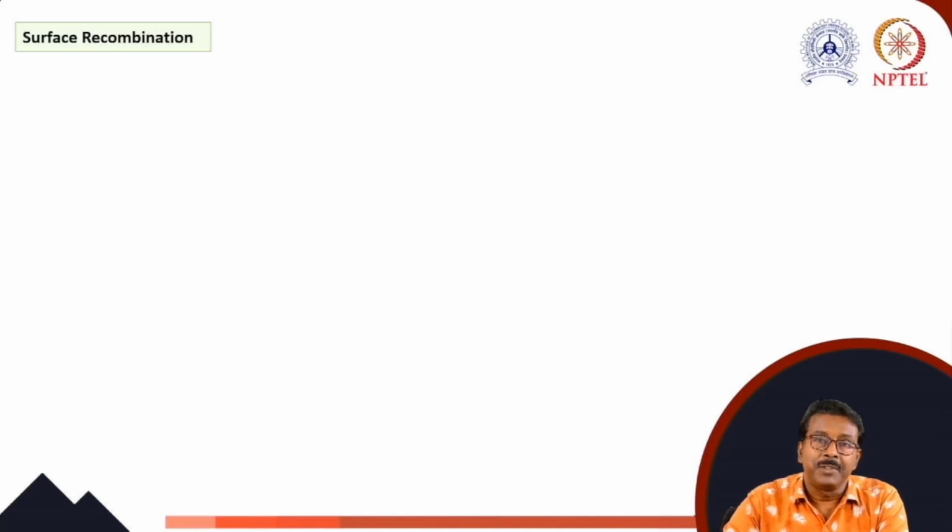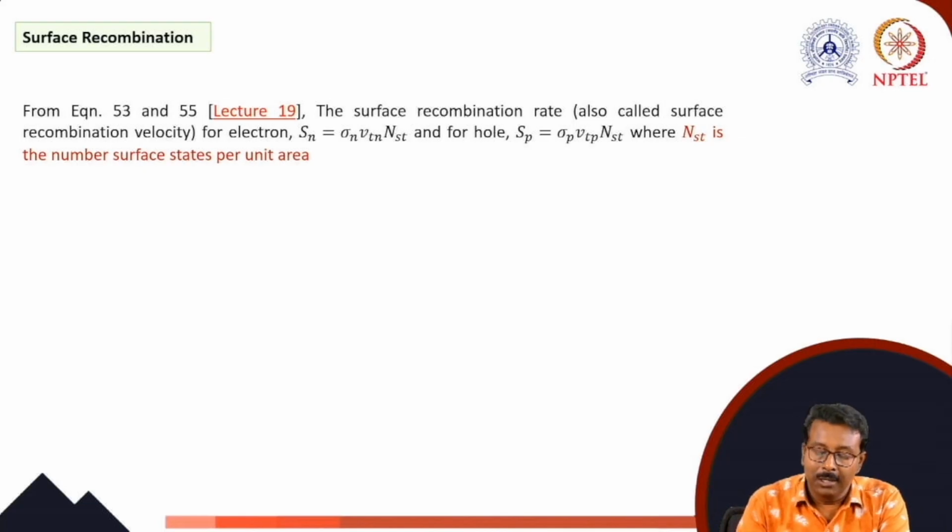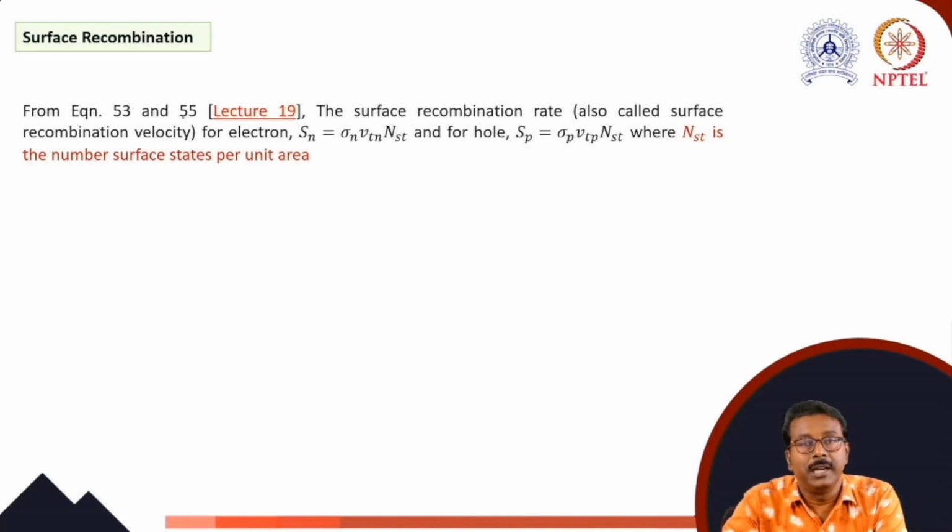At the same time, you have to consider the recombination due to bulk. The recombination due to bulk, what I discussed, that is SRH recombination, along with this surface recombination, you have to consider. And in equations 53 and 55 in lecture 19, we have derived the recombination velocity expression and also the rate of recombination.